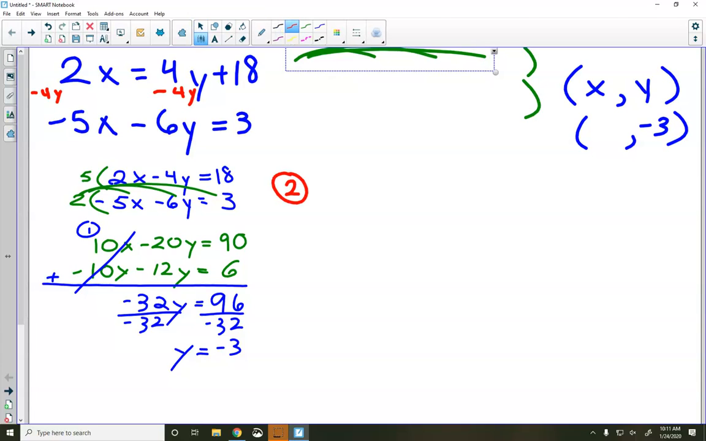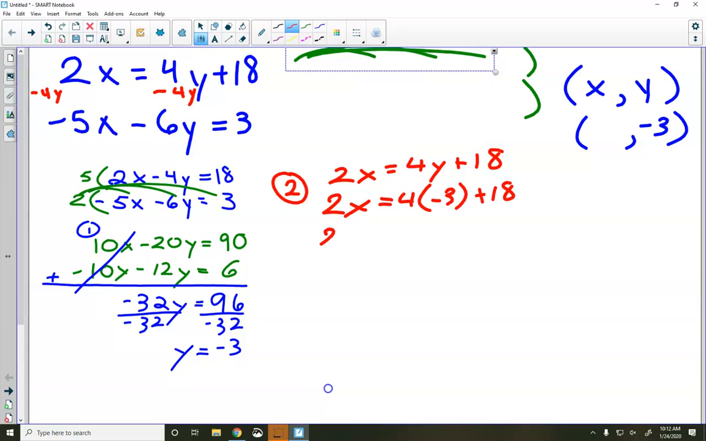Part 2. All right, we're picking one of the original equations. I'm going to keep it in the original form, even though we had to adjust them before we even multiplied them. I'm going to keep it like that in case we made a mistake in those. Okay, so we'll use the top one of 2x equals 4y plus 18. It doesn't matter which one of the original ones you use, as long as you use it in the original form. So you get 2x equals 4 times negative 3 plus 18.